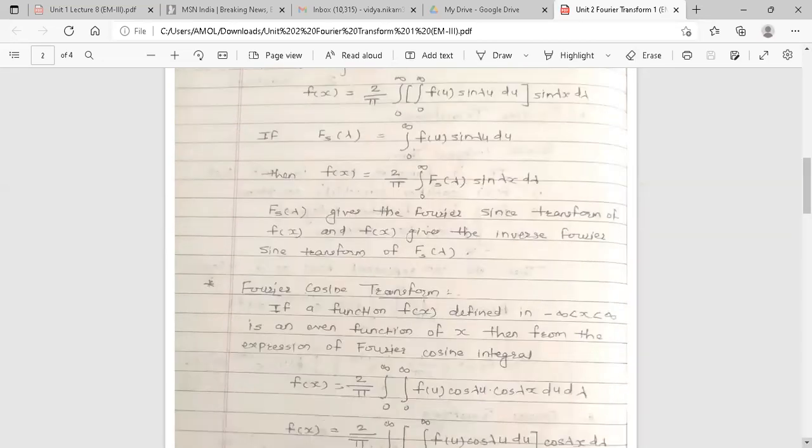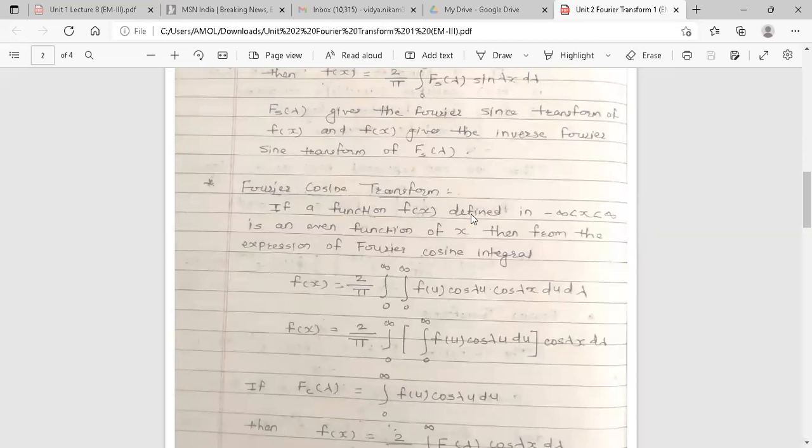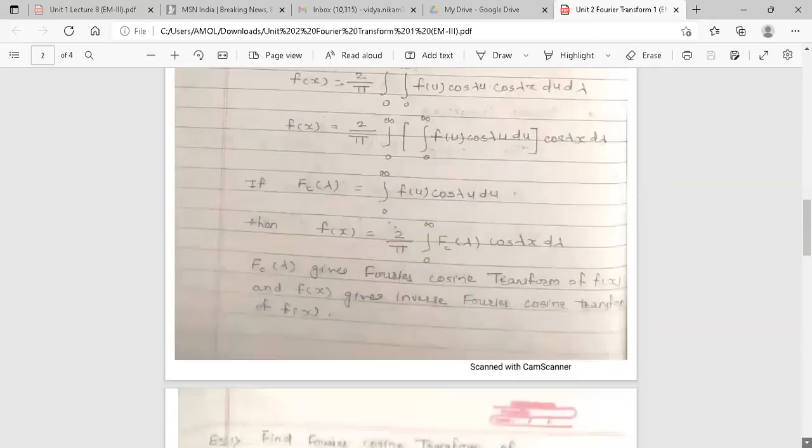Now next concept is Fourier cosine transform. If a function f of x is defined in the interval minus infinity to infinity and it is an even function of x, then from the expression of Fourier cosine integral, here we can write the formula Fc lambda, suffix c is for cosine transform, equal to integration from 0 to infinity of f of u cos lambda u du. Then f of x is equal to 2 upon pi into integration from 0 to infinity of Fc lambda into cos lambda x d lambda. This is the inverse Fourier cosine transform. Here Fc lambda gives the Fourier cosine transform of f of x and f of x gives the inverse Fourier cosine transform. So these are the results for Fourier cosine transform and inverse Fourier cosine transform.